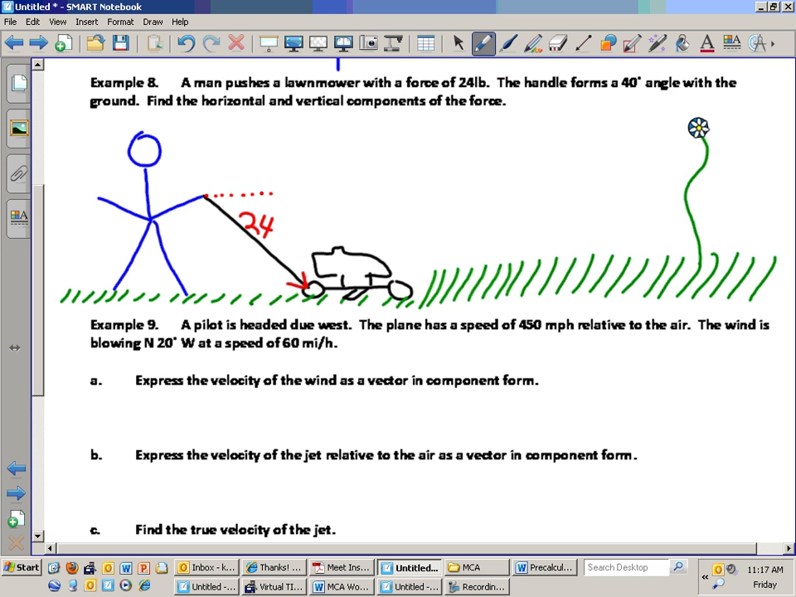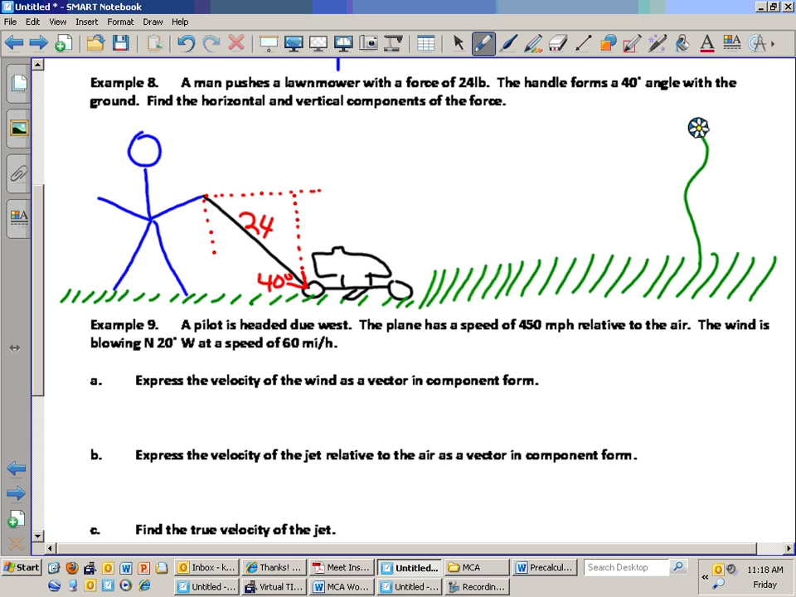So we will go like this. It says that the handle forms a 40-degree angle with the ground. 40-degree angle with the ground. Okay? Now, it says find the horizontal and vertical components of the force.